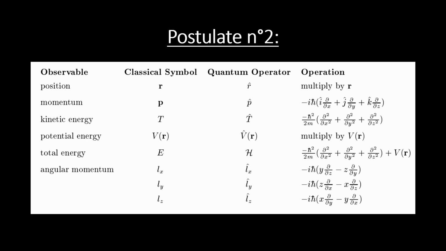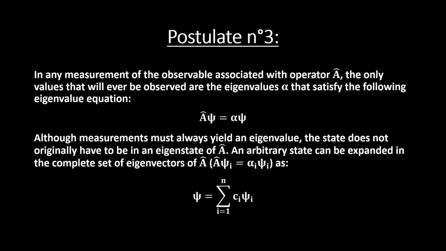First, their eigenvalues are real. Secondly, their eigenfunctions are orthogonal to each other, or can be chosen so, and any function can be written as a linear combination of their eigenfunctions. Then we have the third postulate of Copenhagen interpretation. The third postulate says that in any measurement of the observable associated with the operator A circumflex, the only values that will ever be observed are the eigenvalues alpha that satisfy the following eigenvalue equation that you can see as follows.